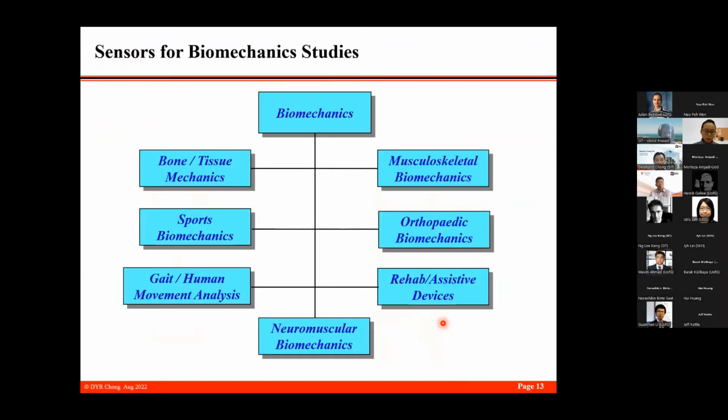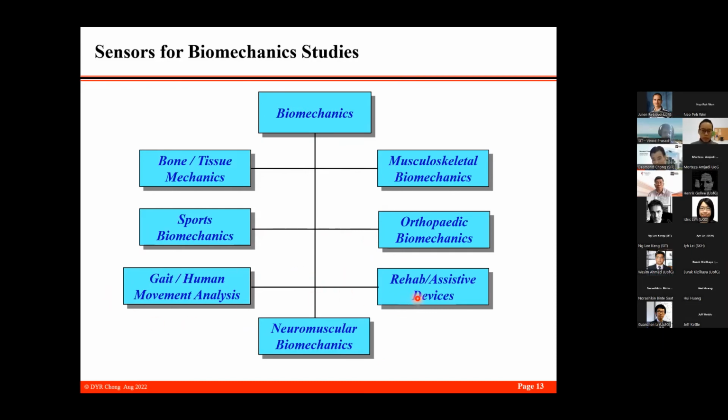All right, so quickly, I just want to move into how we use sensors for biomechanics studies. This is just a quick overview of the different branches of biomechanics, whether you look into bone and tissue mechanics, or musculoskeletal. You can also apply biomechanics into sports, orthopedics. You do general gait and human motion analysis.